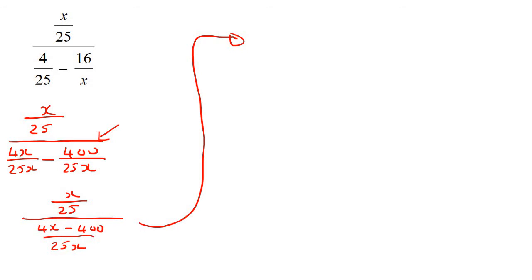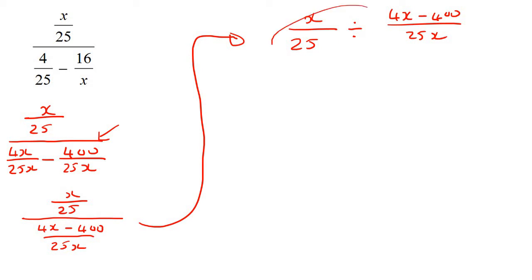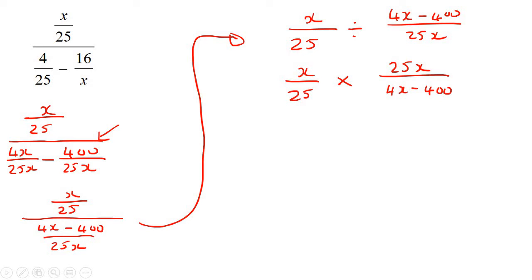So what we now have is x over 25, and then we say divide by 4x, take away 400 over 25x. You don't always have to show this part where you write it like this. Your teacher might be okay with you just going times and then flipping this one immediately. I'm just breaking it into smaller steps. So this becomes a times, and then 25x at the top, 4x take away 400 over here.